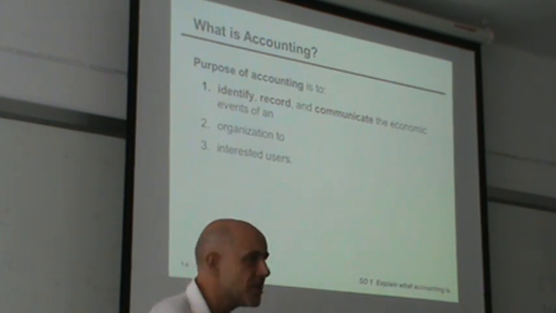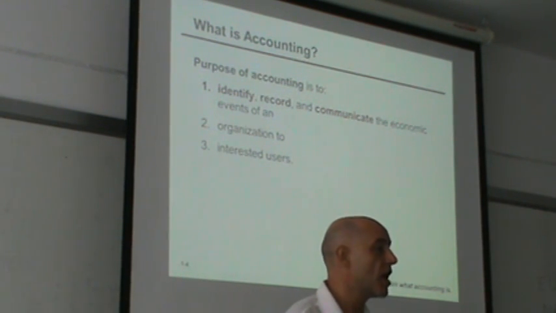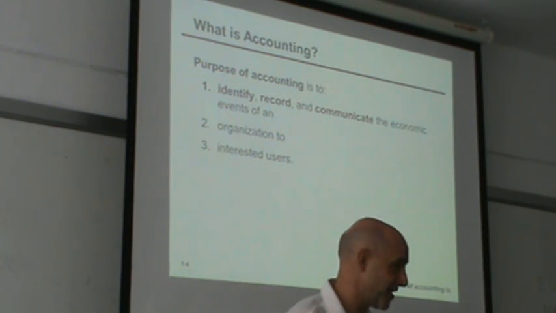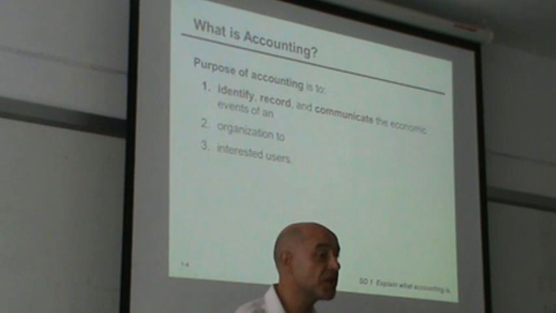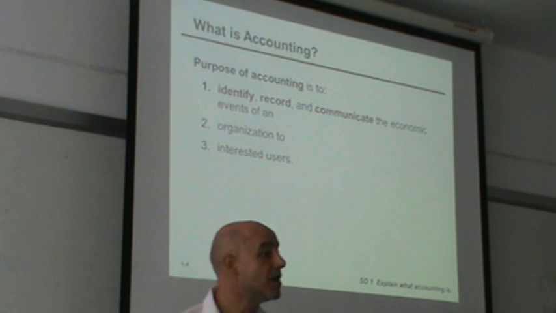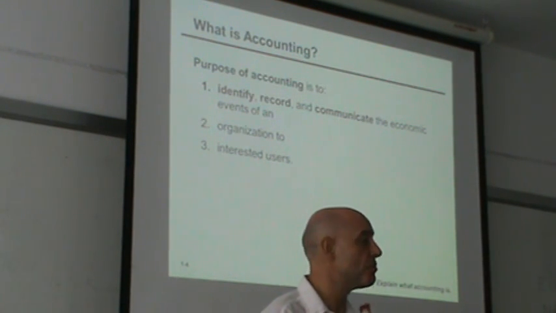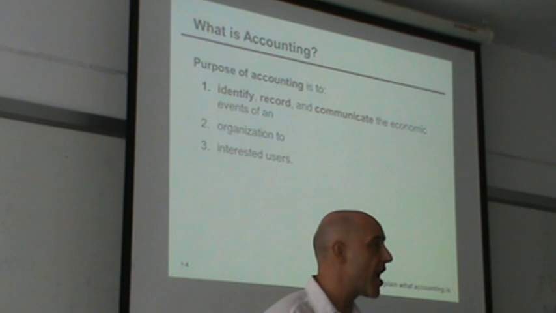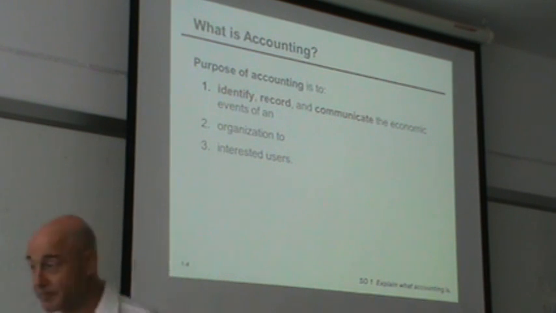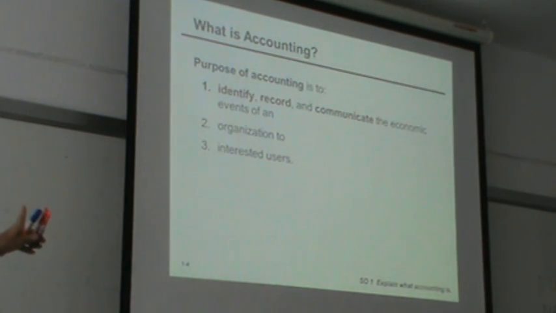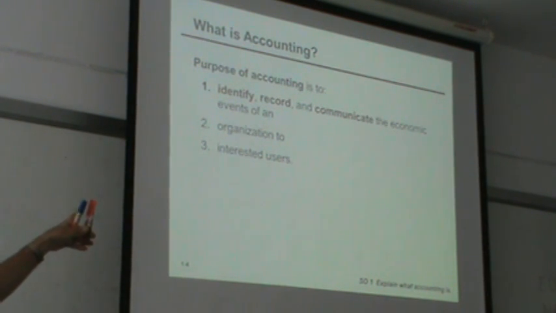So, accounting is about identifying, recording, and communicating. You know, communicate means people want to know, are we making money? Are we profitable? Okay? How much money are we making? Which products sell well and which products don't sell well? This is all information. We use this information to make decisions. Everything in business is about making decisions, okay? And accounting is about information to help make decisions.